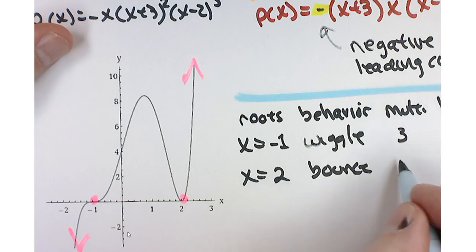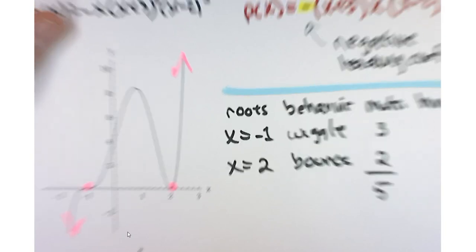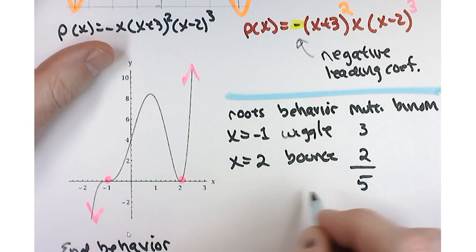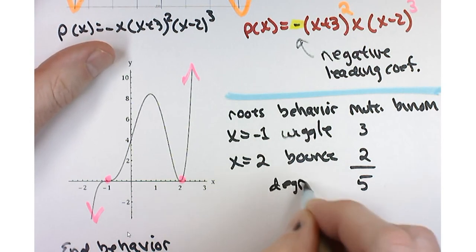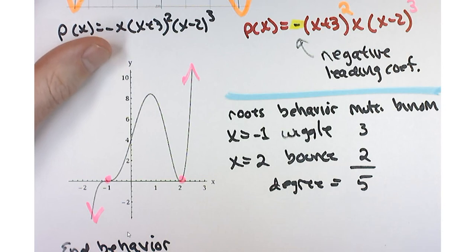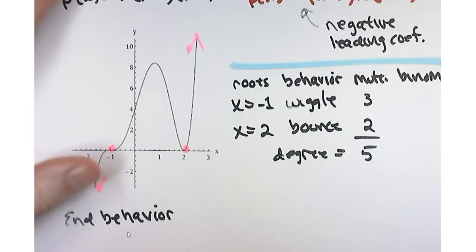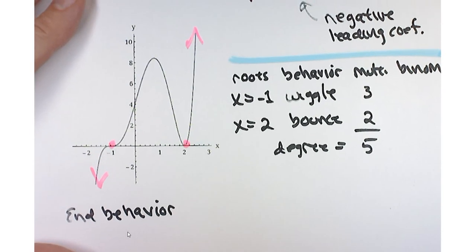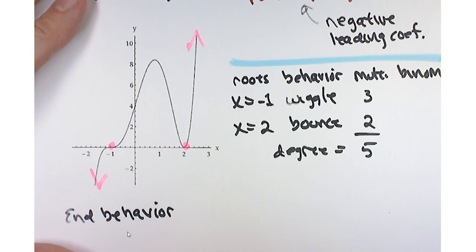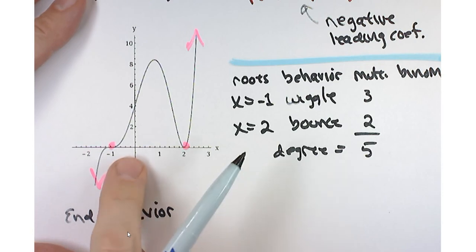A wiggle's a 3, a bounce is a 2. What's the degree that we're working with? 5. All right, degree equals 5. Now, if you look at their end behaviors, are we just leaving 0 out of the picture? Where it intersects with the y, that's not a root though.